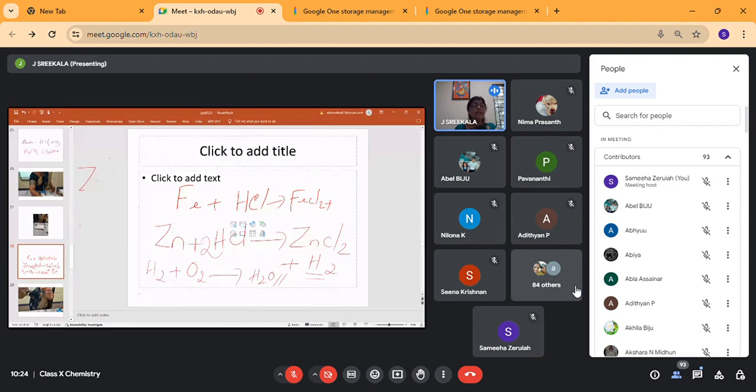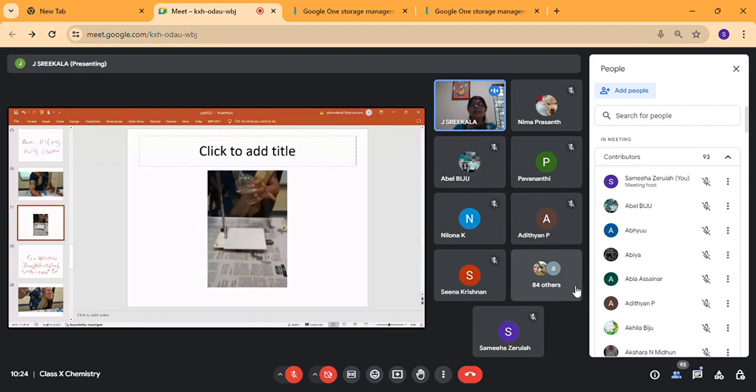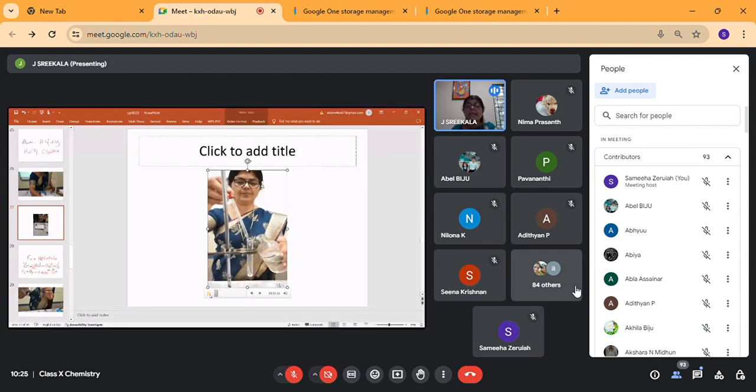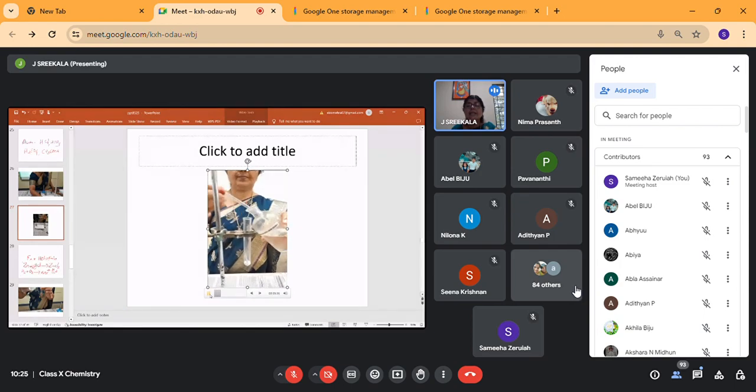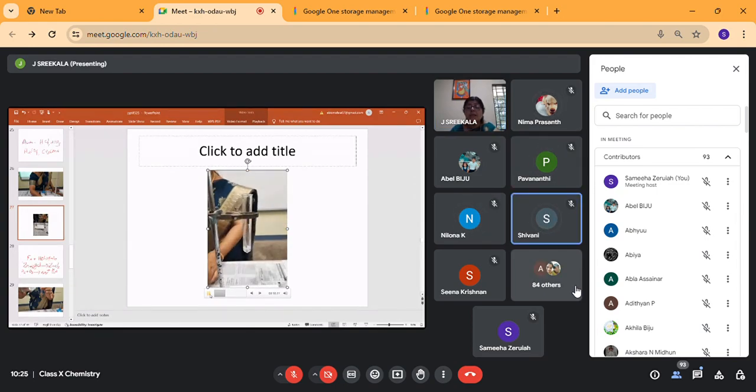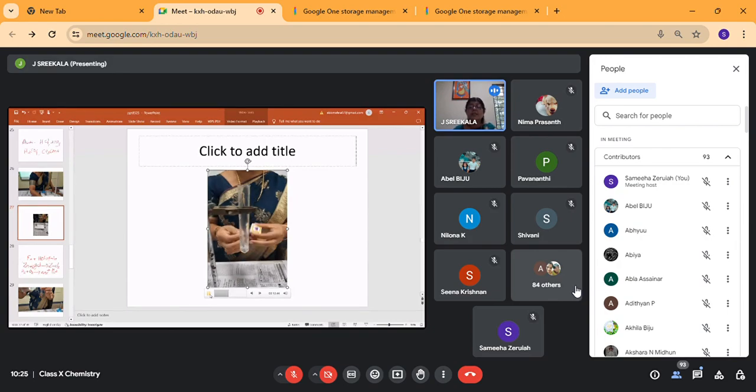Okay, children, not only zinc, many metals react like this. We'll see another experiment. I have taken an iron nail and added HCl. Can you see the video? If you keenly observe, you can see the bubbles. Again, it is getting stuck in this video. When a lighted matchstick is taken near, it extinguishes.